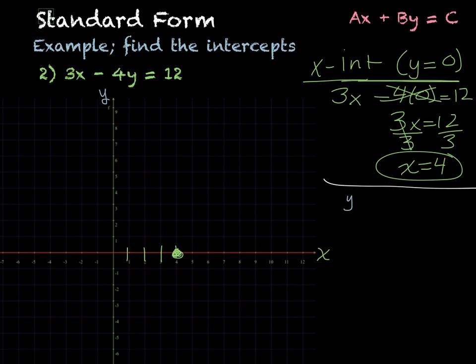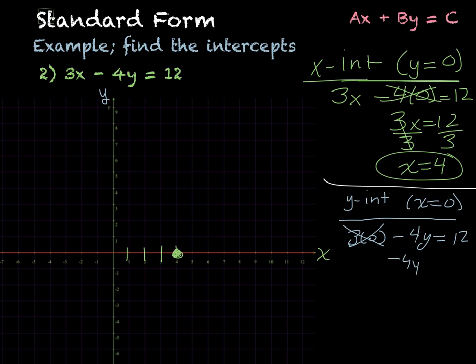And the next one, the y-intercept, I need to set my x equal to 0. So I have 3 times 0 minus 4y equals 12. This one you've got to be careful with. We cancel out the 3. Now we have negative 4y equals 12. So this is a negative 4, so we have to divide by negative 4. 12 divided by negative 4, y equals a negative 3.